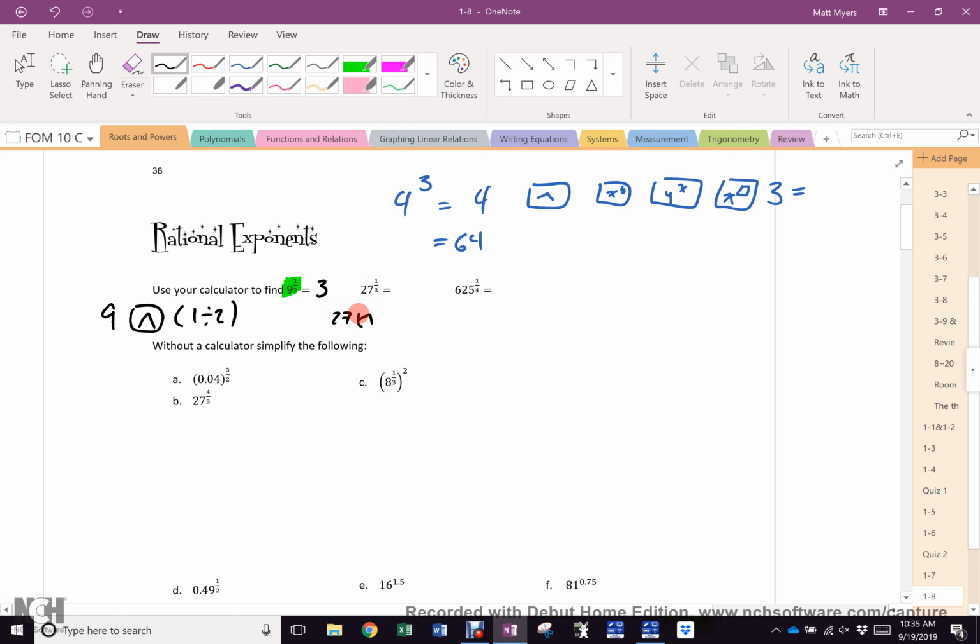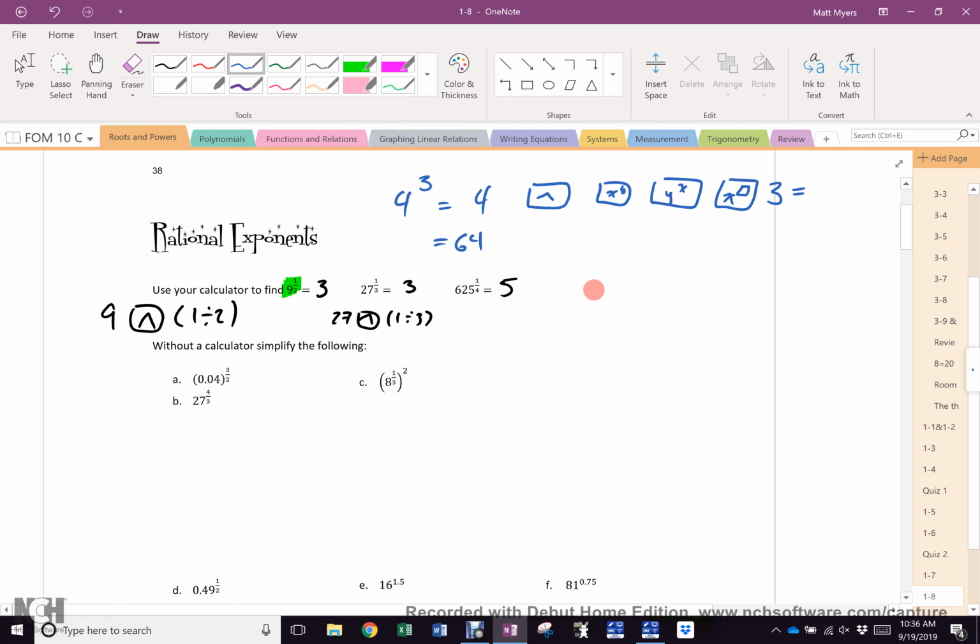27, exponent button. This time you really have to do 1 divided by 3, because you're not going to sit there and go 3, 3, 3, 3, 3. Of course, you get 3 again. Now do it with 625. And that, of course, would be 0.25 or 1 divided by 4. And you get 5.